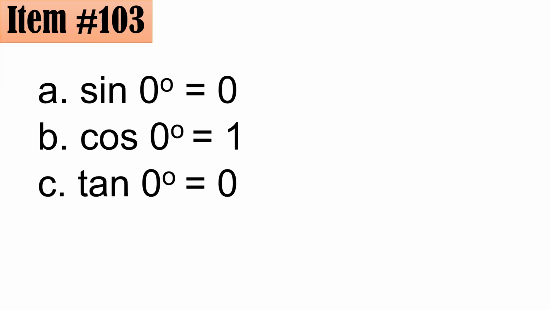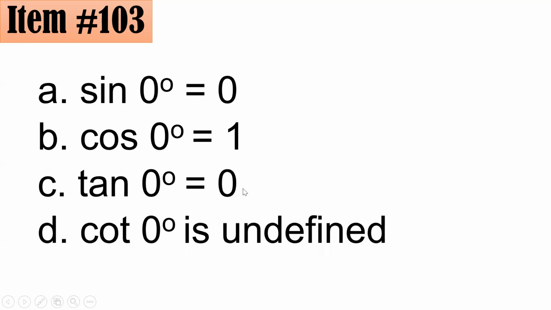Tangent 0 is 0 because tangent is sine over cosine. So 0 over 1 will be 0. And cotangent 0 degrees is actually undefined, kasi cotangent 0 is cosine over sine. So magiging 1 over 0, undefined po yan. Letter D. Okay.